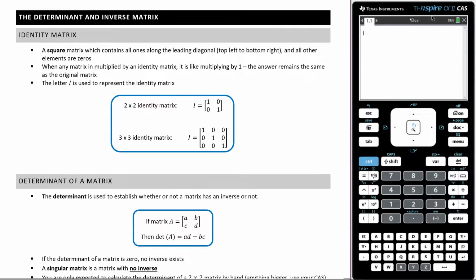Welcome. So we're now going to work through these notes here, the determinant and inverse matrix. Let's begin by talking about the identity matrix. So what is an identity matrix?